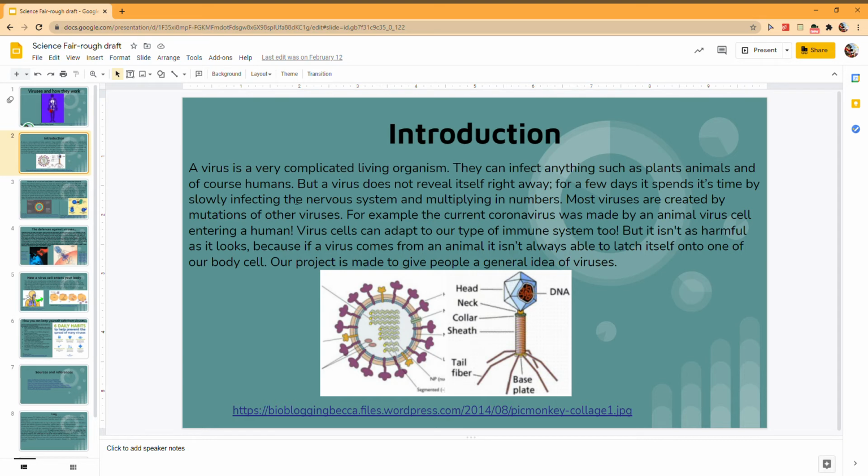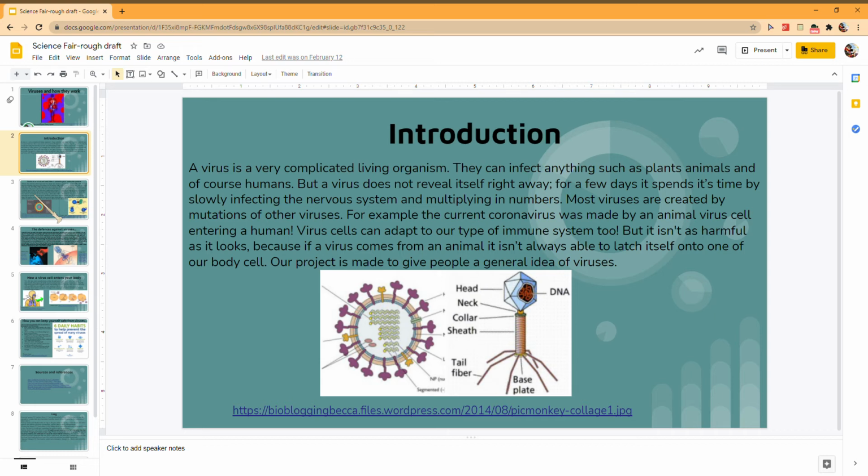Introduction. A virus is a very complicated living organism. They can infect anything such as plants, animals, and of course, humans. But a virus does not reveal itself right away. For a few days, it spends its time slowly infecting the nervous system and multiplying in numbers.